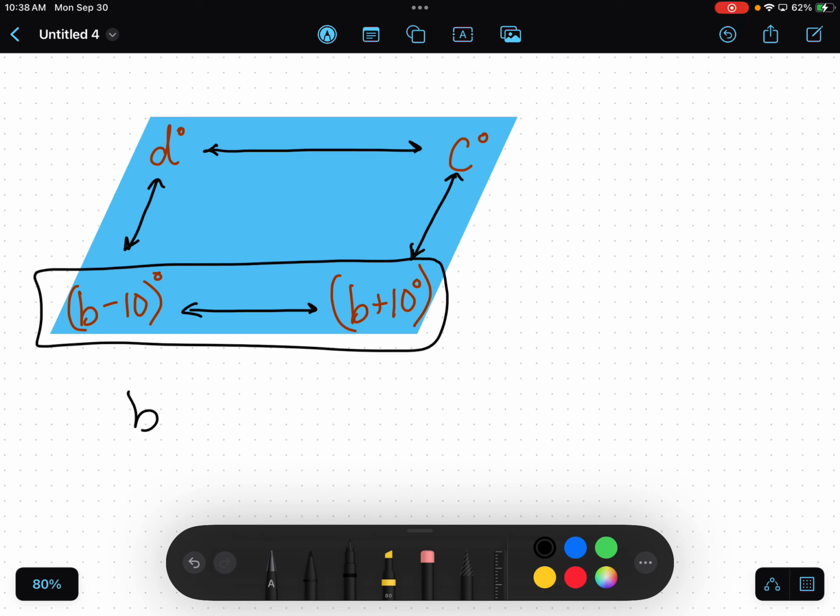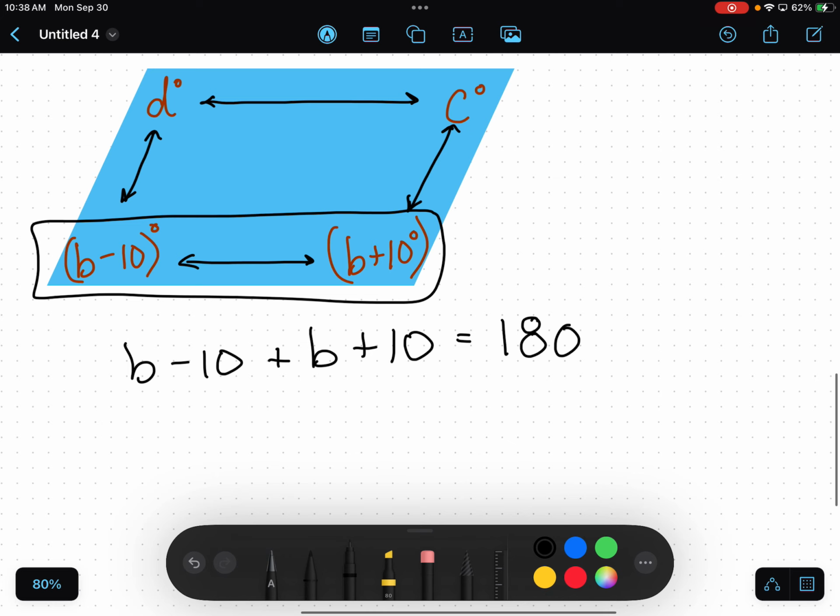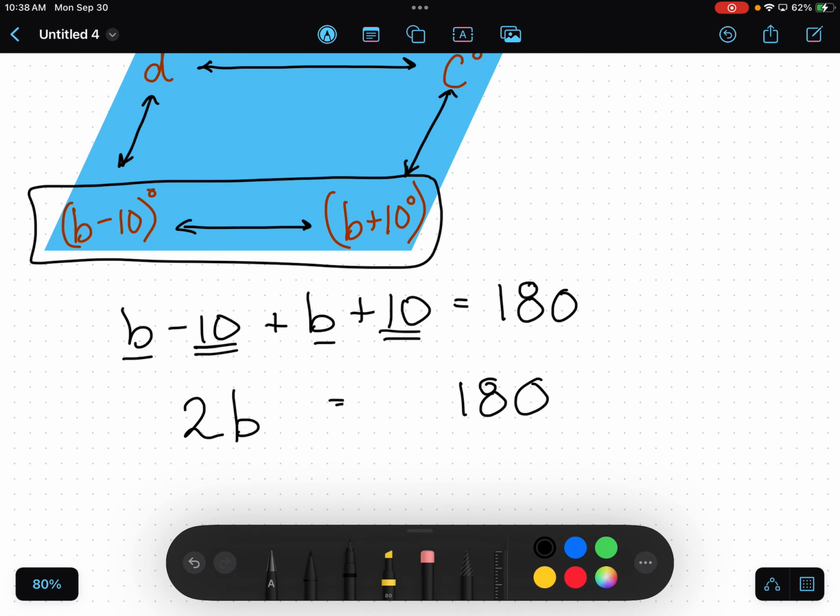So B minus 10 plus B plus 10 equals 180. So how many B's would I have? 2B? Or not 2B? No? All right, tough crowd. What's negative 10 plus 10? 0. Yep. Equals 180. How do I just get B by itself? Divided by 2. Perfect. And what's 180 divided by 2? 90. Awesome.